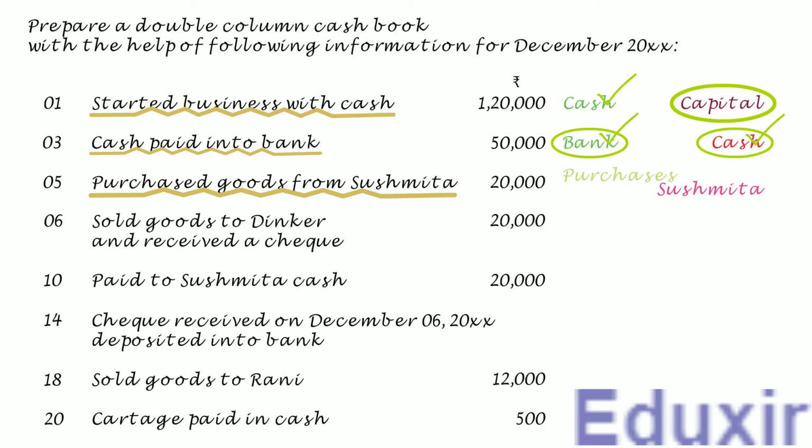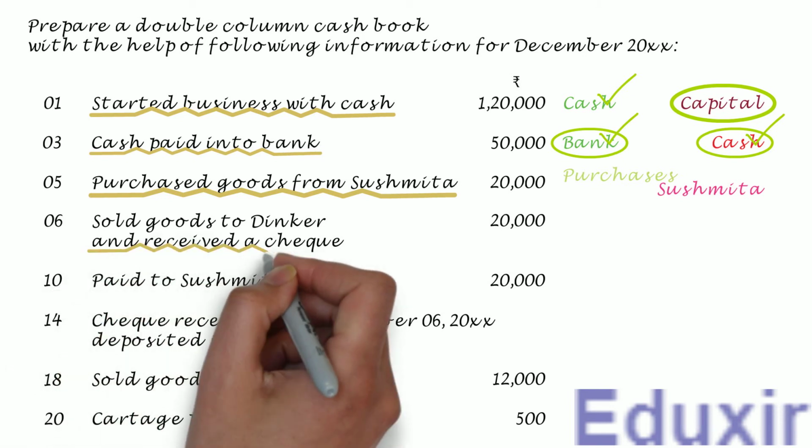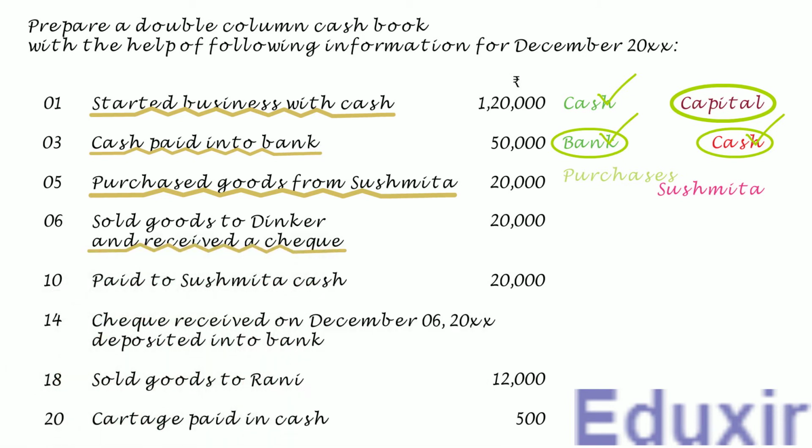In this transaction, the business has sold goods worth 20,000 rupees to Dinker. I think this name is Dinker. Anyway, it doesn't matter. Let us not make any changes and proceed with the analysis. In this case, the buyer is paying by check.